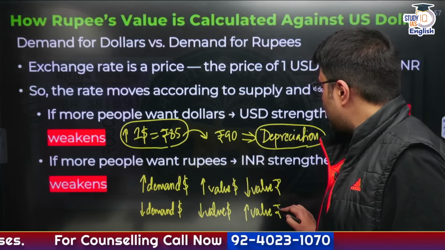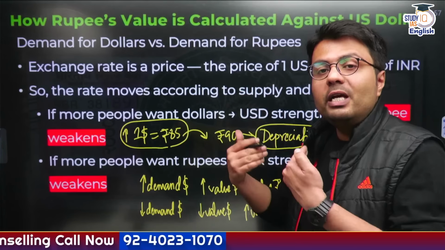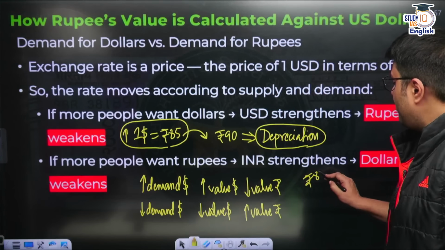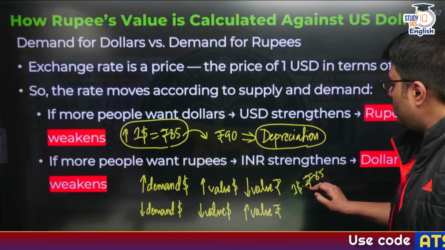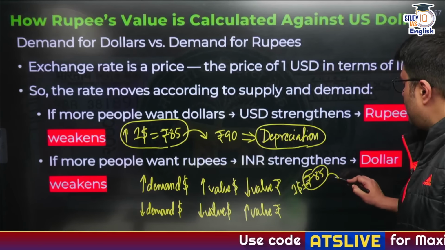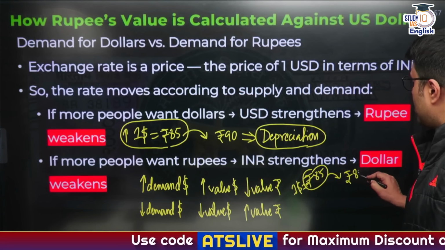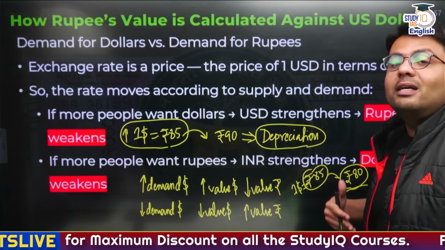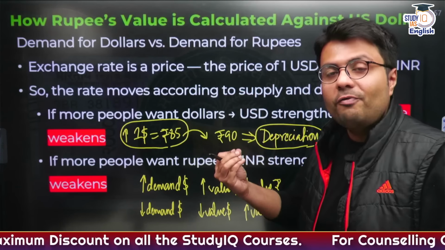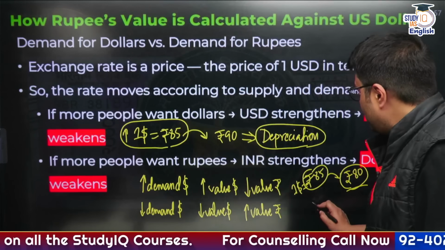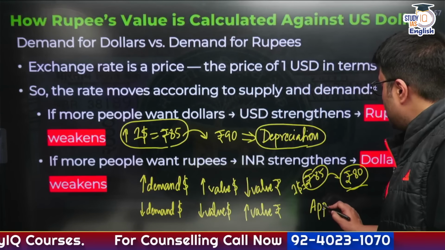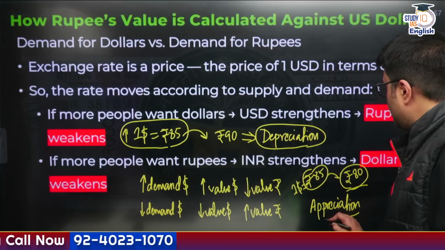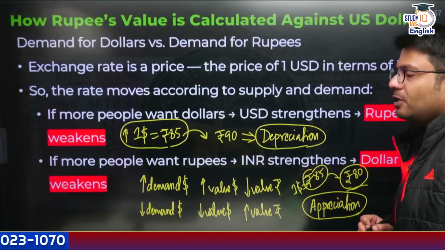So in this case, the value of rupee would increase. Let us suppose it was 85 rupees for $1 before. This would reduce to, let us say, 80 rupees per dollar. Now to buy $1, you have to shell out less amount of rupee. So this means the value of rupee is increasing, and this process is called appreciation of rupee. Understood? The difference between appreciation and depreciation.